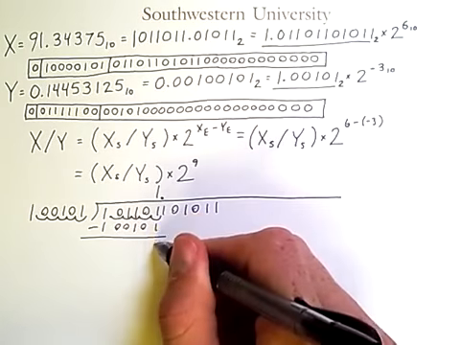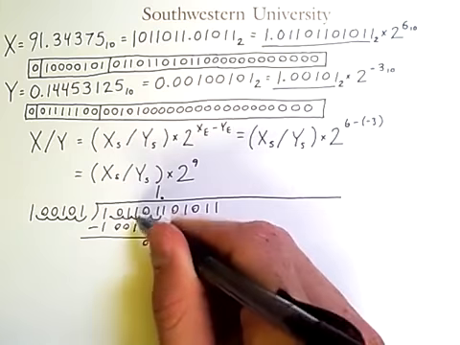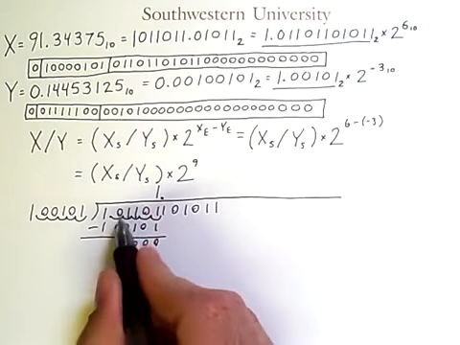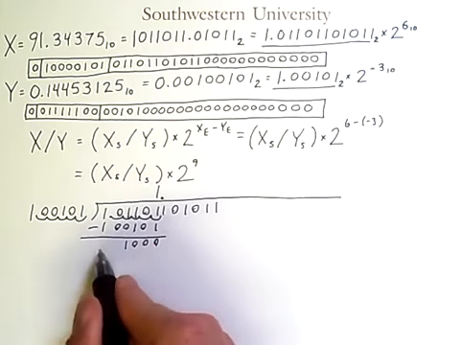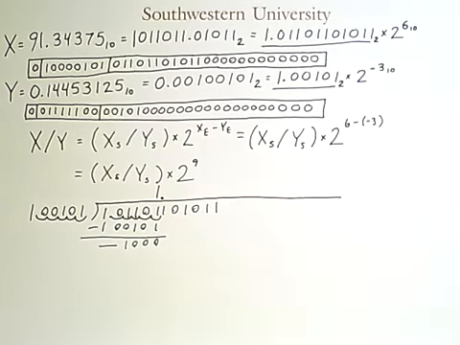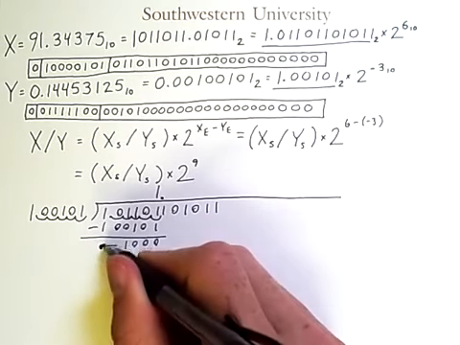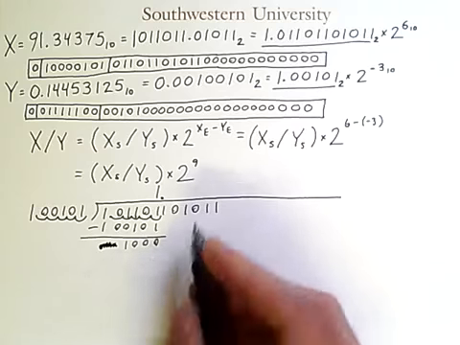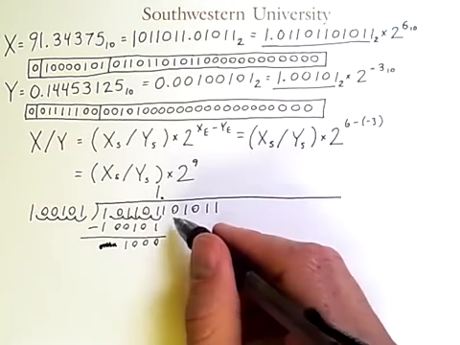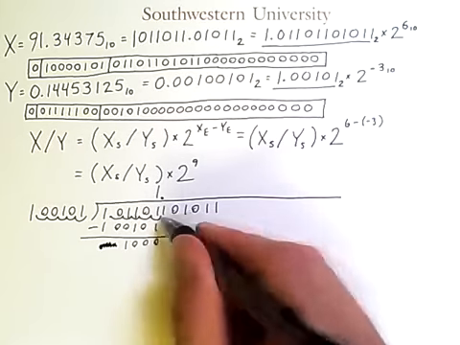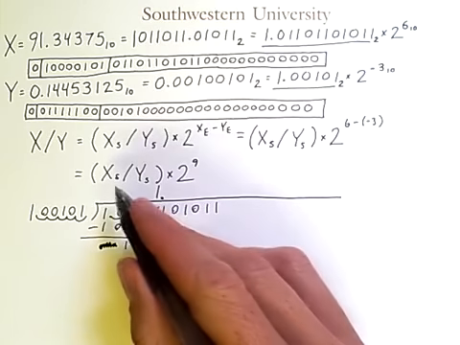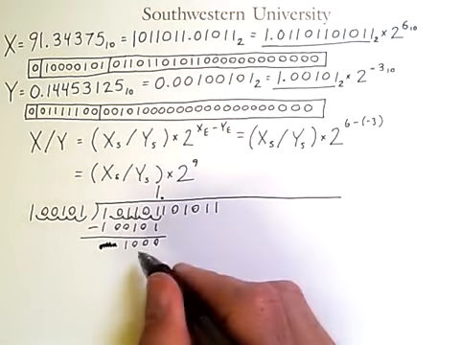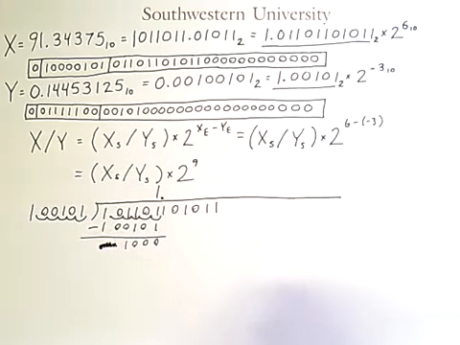So 1 minus 1 is 0, 0 minus 0 is 0, 1 minus 1 is 0, 1 minus 0 is 1. And then we have 0 minus 0 is 0, and 1 minus 1 is 0. So these spots are both blank. So we're left with this result. And now we'll draw down numbers from our original significand for x until we can fit this value into it again.